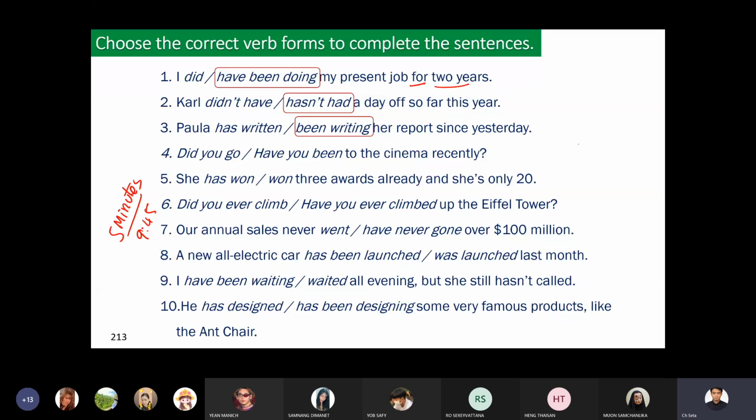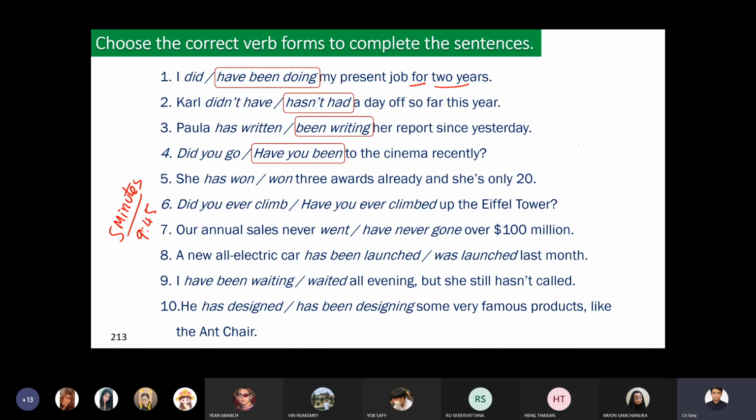Number 4, Australia. Hello, Australia. Okay, we cannot hear from Australia. Number 4, please. Did you go to the cinema recently? Right or wrong, everyone? Recently means just happening, right? We talk about the past but don't know what happened up to now. So this one we have to use present perfect. Okay, that's May.